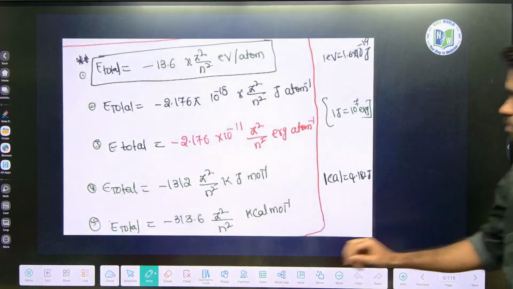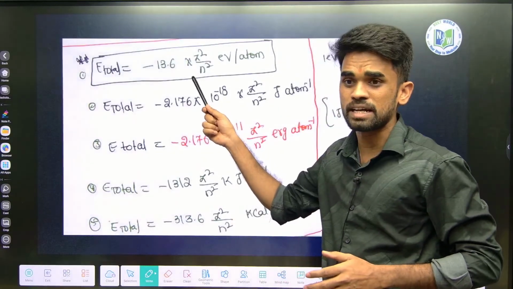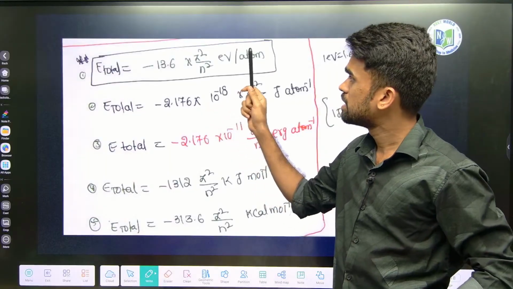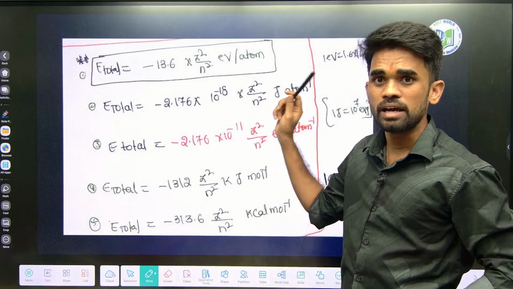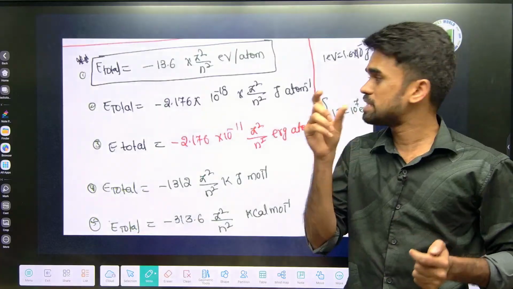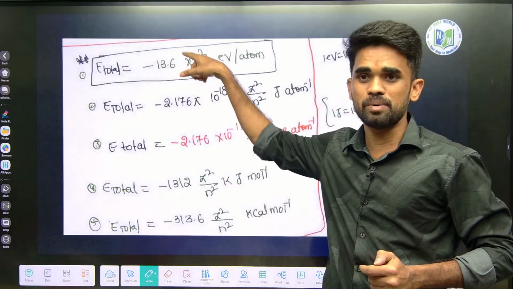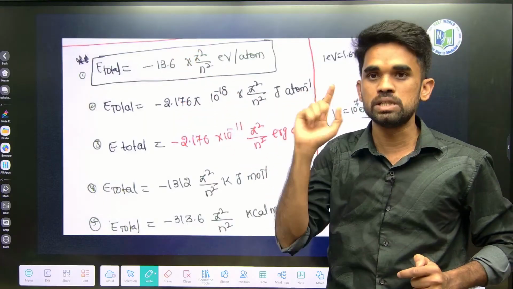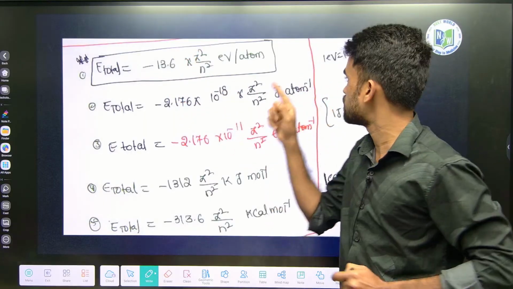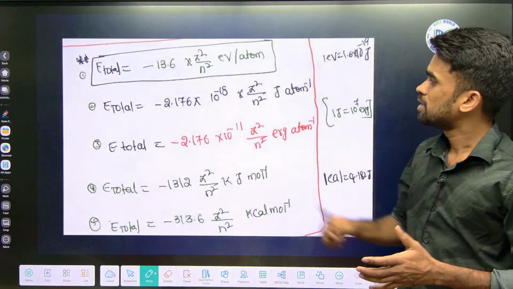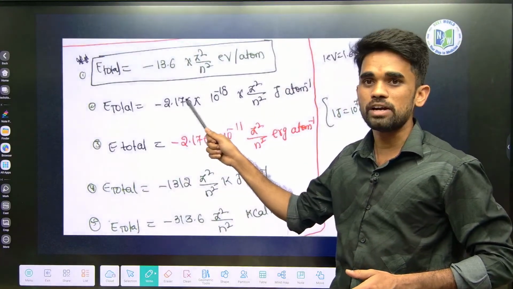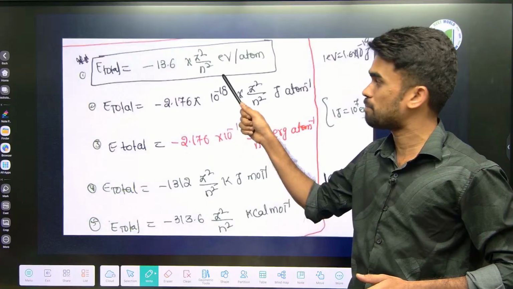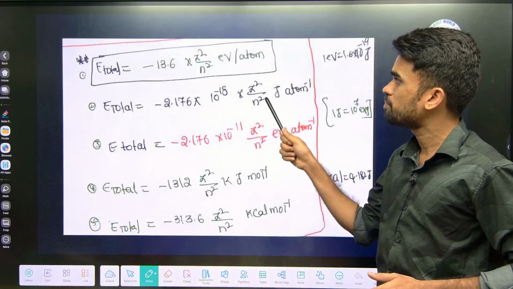Next formulas. What we discussed about the energy formula yesterday: minus 13.6 Z square by N square electron volt per atom. We have solved the maximum number of questions with this formula. This is most important. The next one is in terms of joules. What is the formula in terms of joules? Joule per atom. It will be minus 2.176 into 10 power minus 18 Z square by N square.